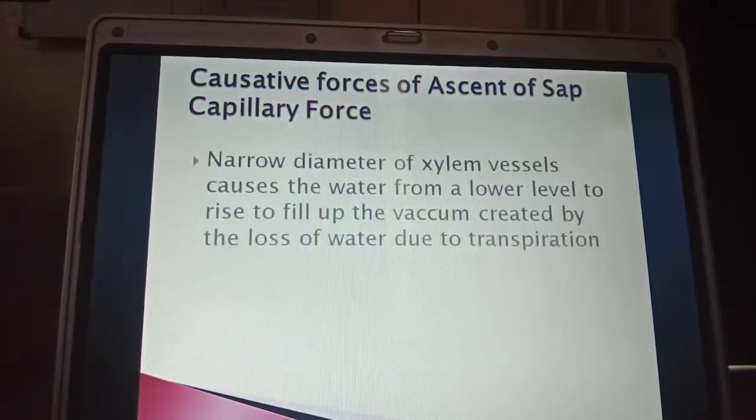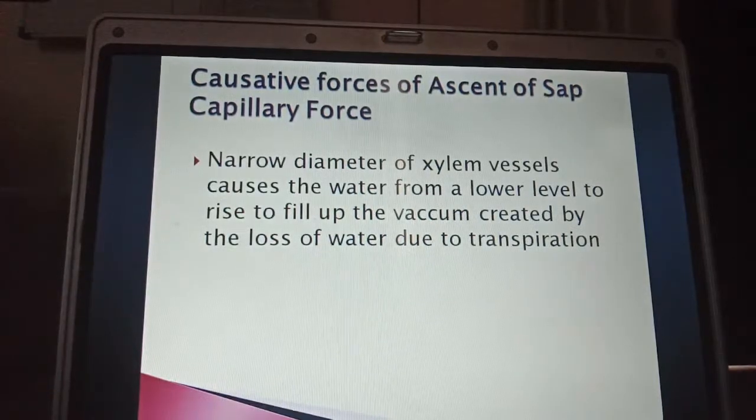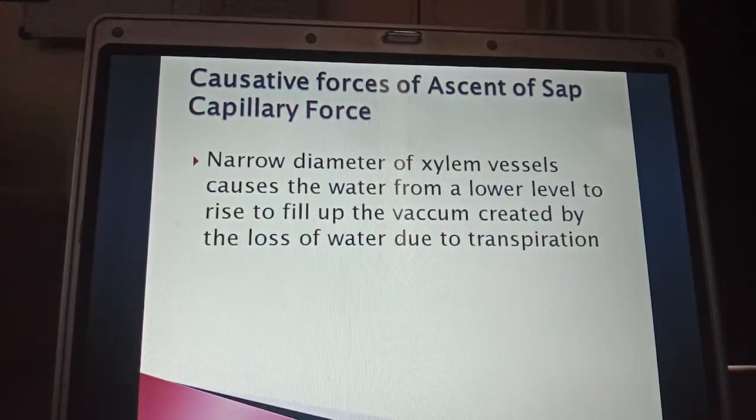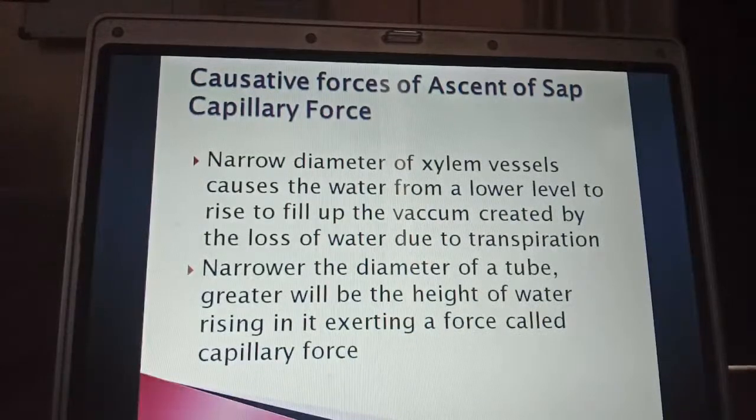Capillary force. The narrow diameter of the xylem vessels causes water from the lower level to rise to fill up the vacuum created by the loss of water due to transpiration. The narrower the diameter of the tube, the greater will be the height of water rising in it, exerting a force which is called capillary force.